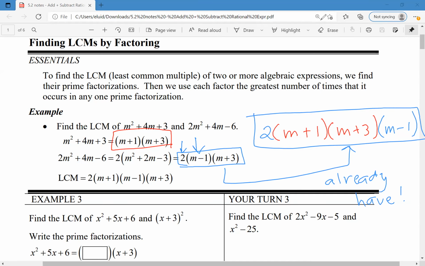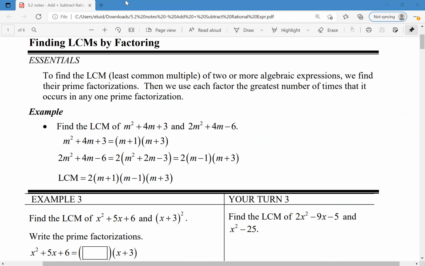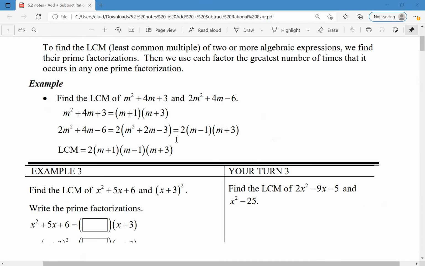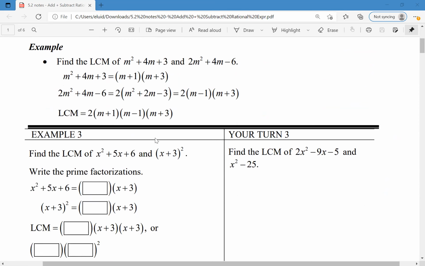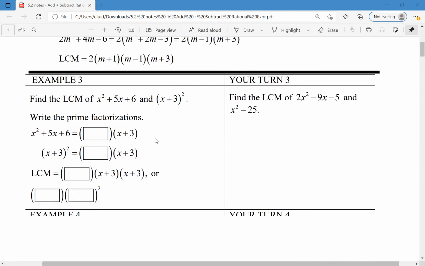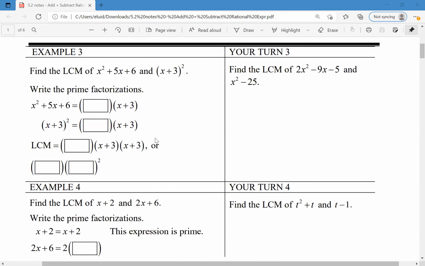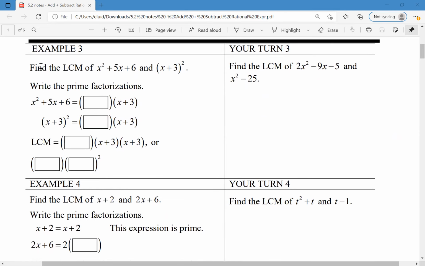Okay, let's do some more examples. And as always, I've edited this video notebook document. So notice we're starting with example 3. Apparently when I made this, 1 and 2 were too easy. We skipped over them. All right, so example 3 is what we're looking at next. Find the LCM of x squared plus 5x plus 6 and x plus 3 squared.